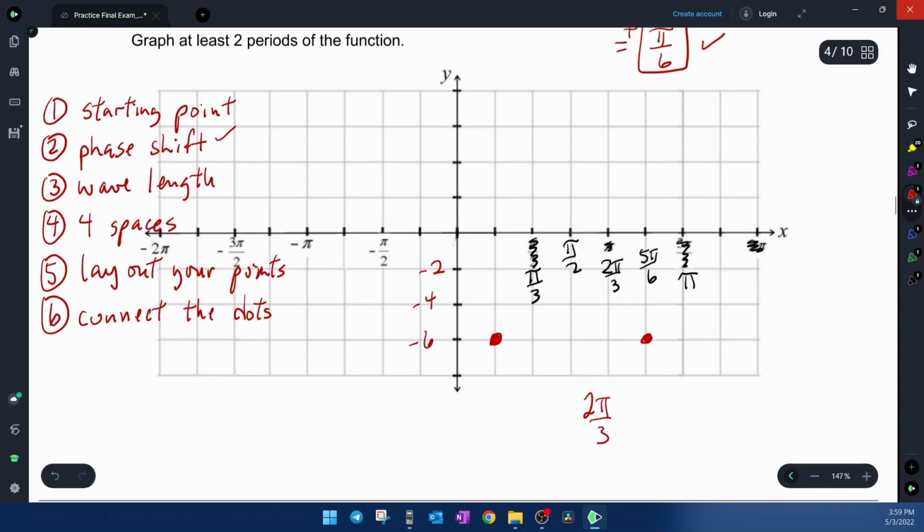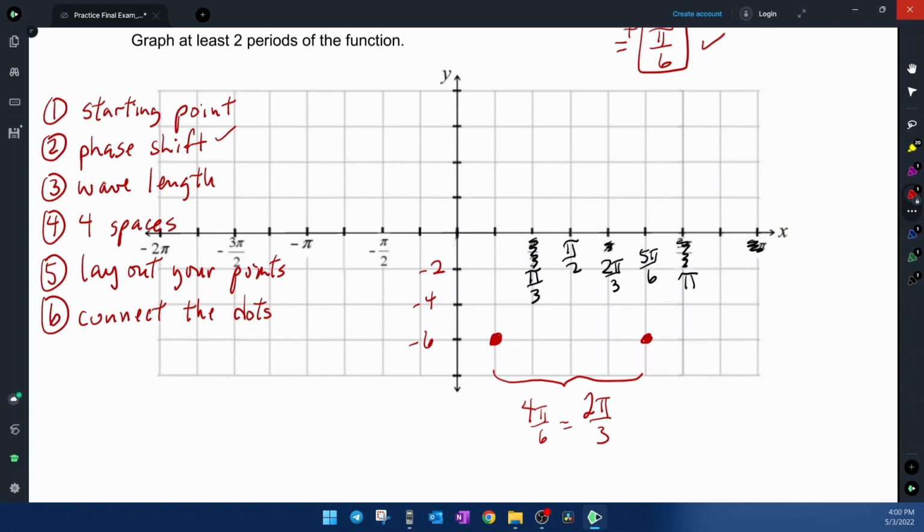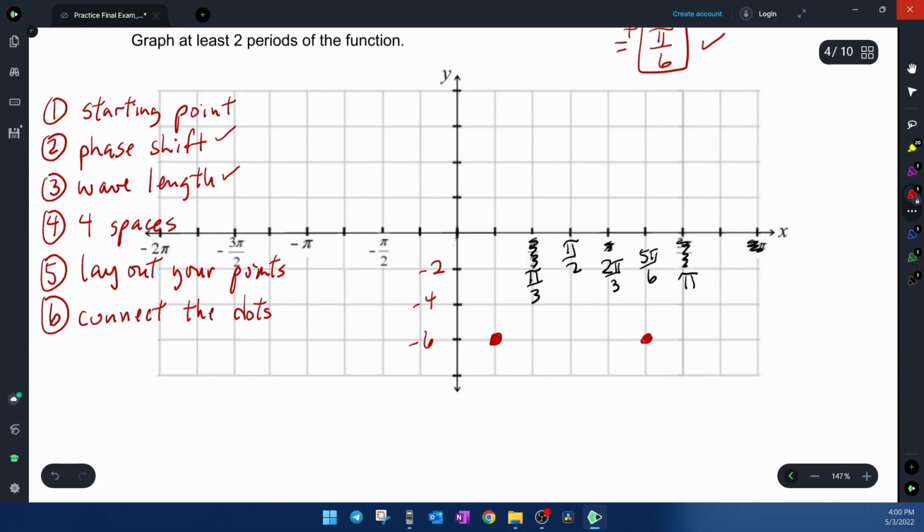I would also like to point out that if we calculate now the distance from start to finish, since each one of these spaces is a sixth, that would be 4 pi over 6, which again is 2 thirds. So I know I have my wavelength correct. So now that we've got the wavelength, next we need to lay out 4 spaces from start to finish. And notice that I already have the 4 spaces from start to finish, so that is accomplished.